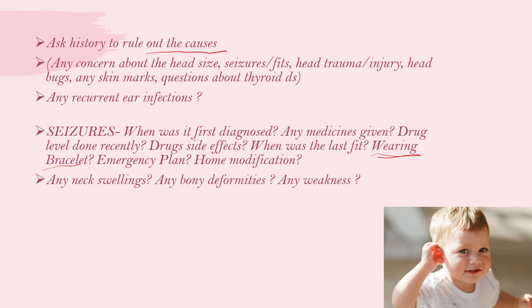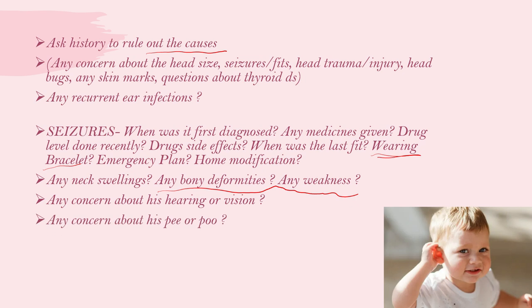And also ask about any bony deformities or weakness, especially in case of rickets. And ask if he's dry by night, how is his pee and poo. Don't ask urine or stool. You can ask pee or poo. They won't understand urine or stool. So it's better to ask if the mother has any concern regarding the child's pee or poo.